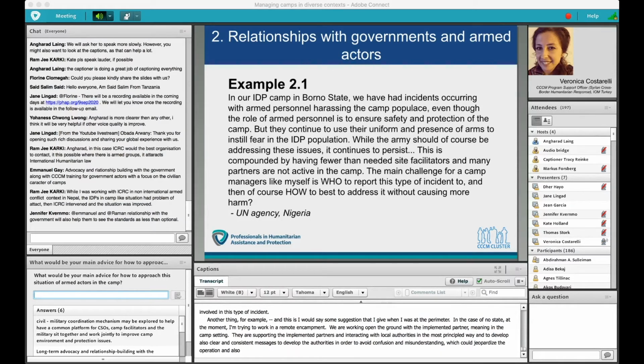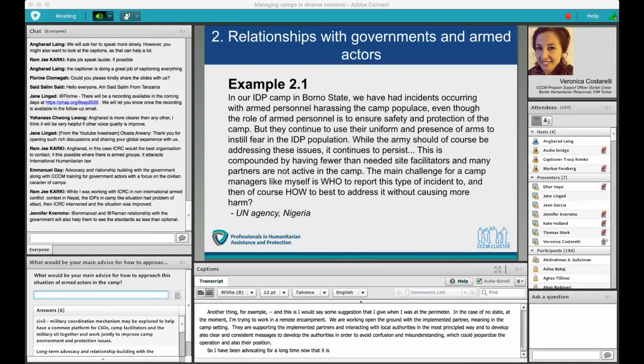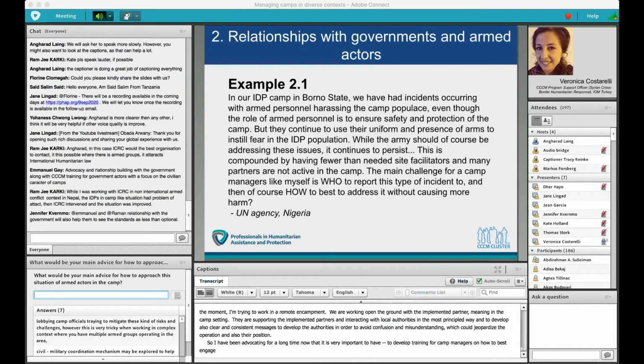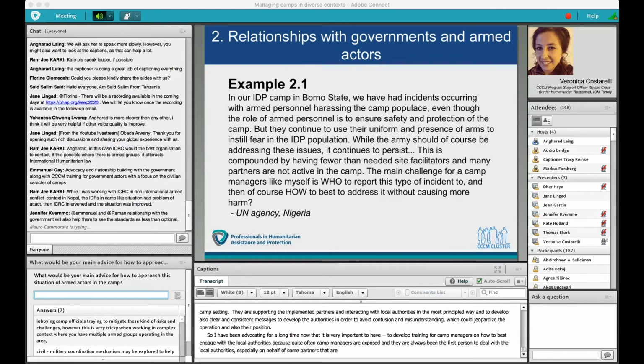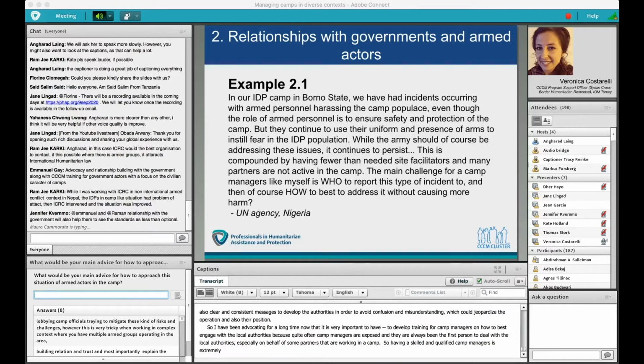So I've been advocating for a long time that it is very important to develop training for camp managers on how to best engage with local authorities, because quite often camp managers are exposed and are always the first point of contact to liaise with local authorities, especially on behalf of some partners working in a camp. So having skilled and qualified camp managers is extremely important, and they will also feel more comfortable even when a specific issue might happen.